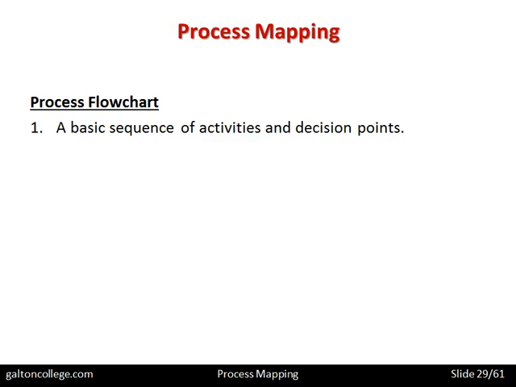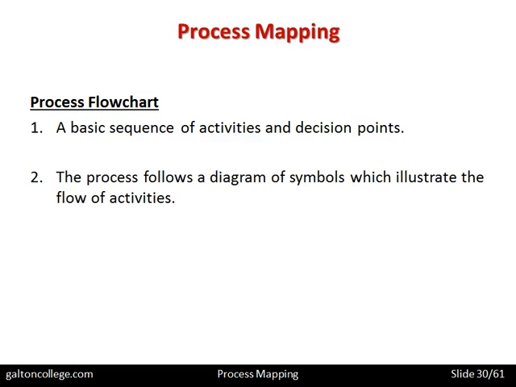So there is a process. The process indicates what happens one process after the next, and that at some stage someone has to make a decision to do something or to do something else. And depending on what the decision is, they go in a particular direction and then carry on in that direction. Now, the process follows a diagram of symbols which illustrates the flow of activities. And these symbols are standard symbols. Each of the symbols has a particular meaning.